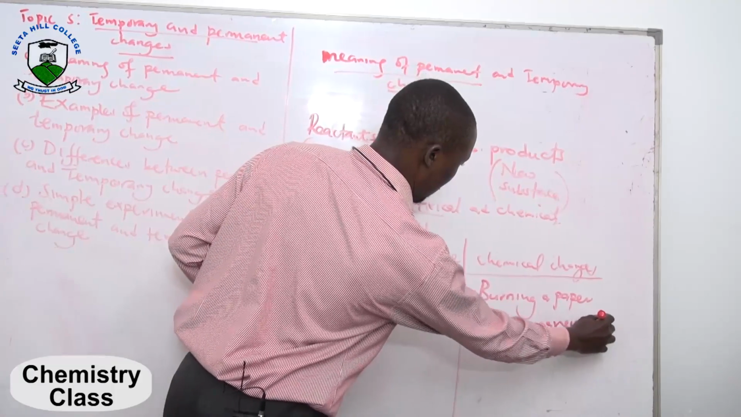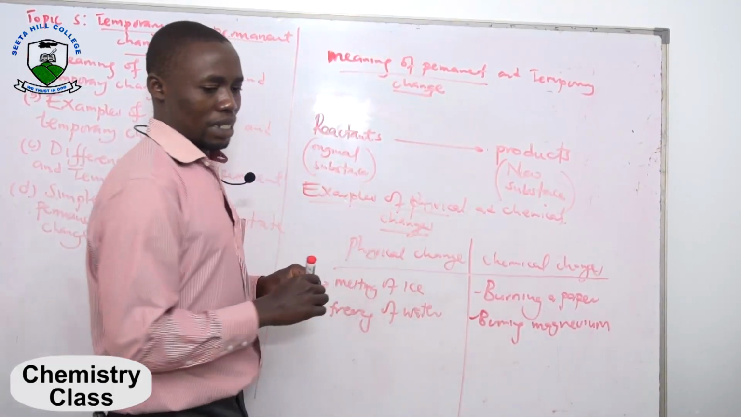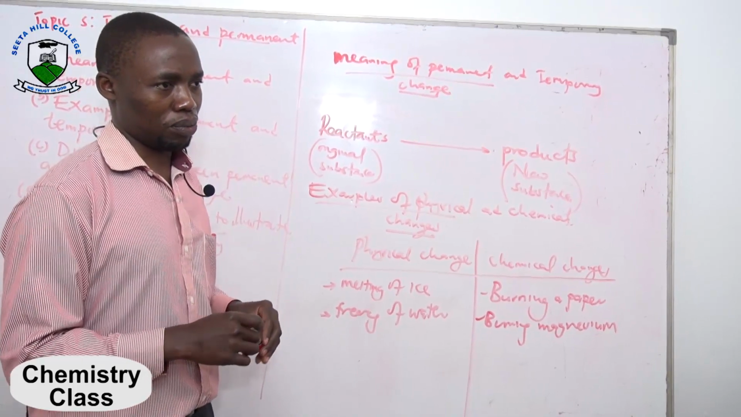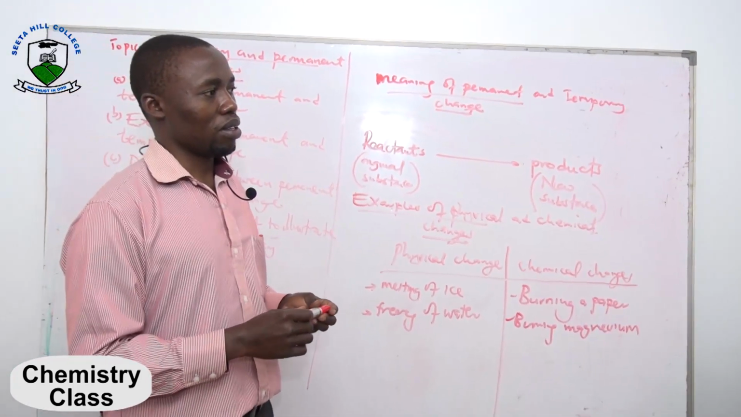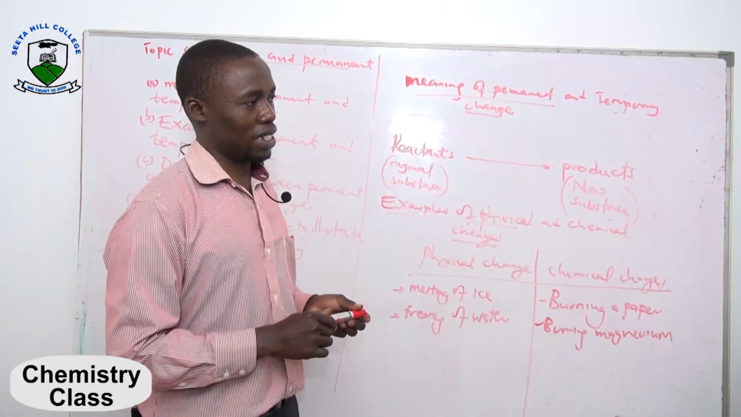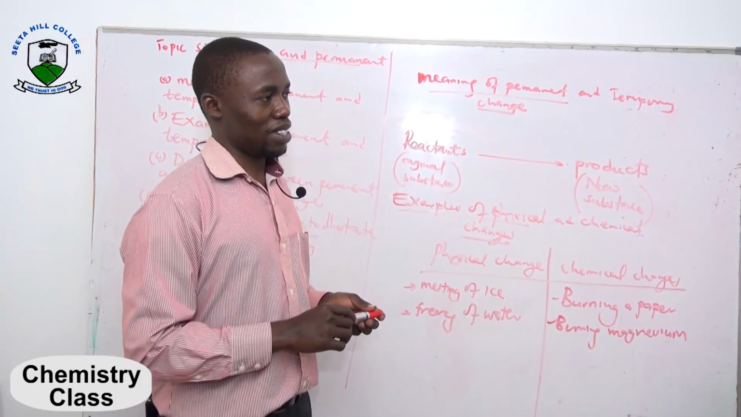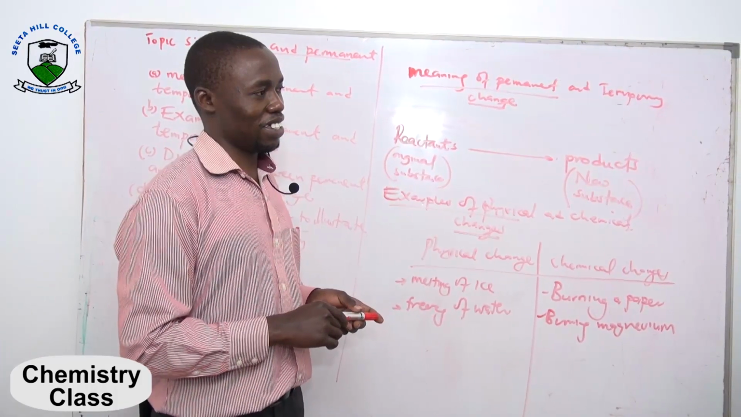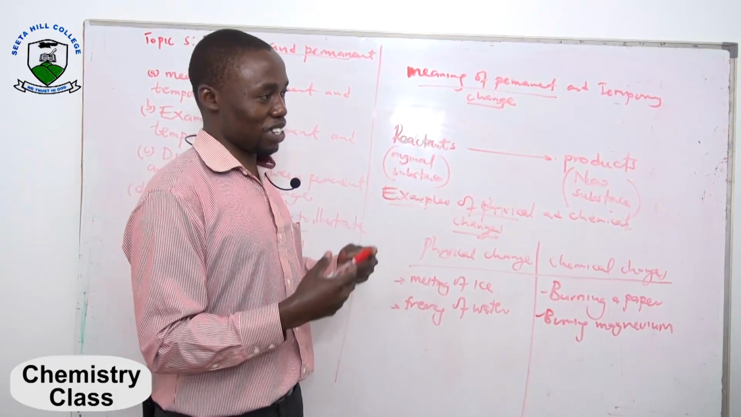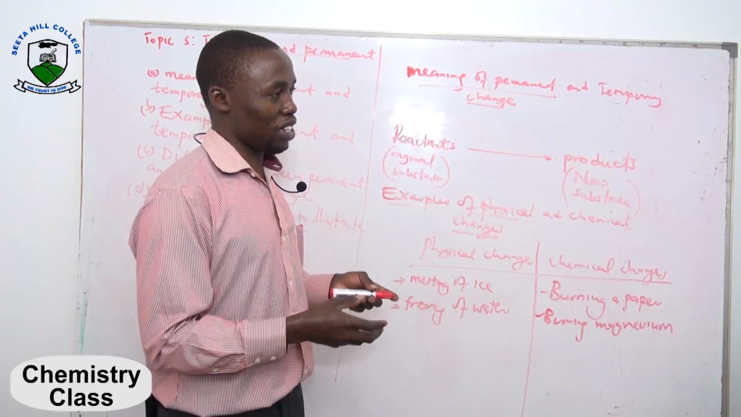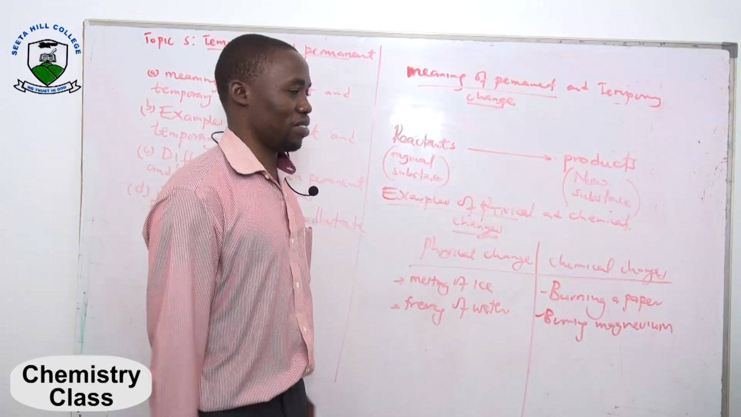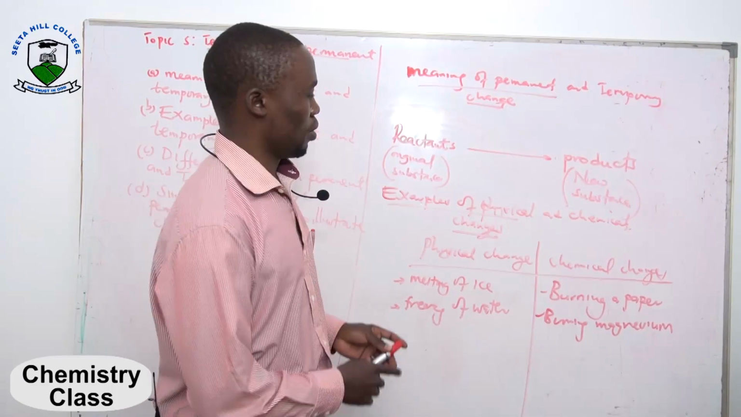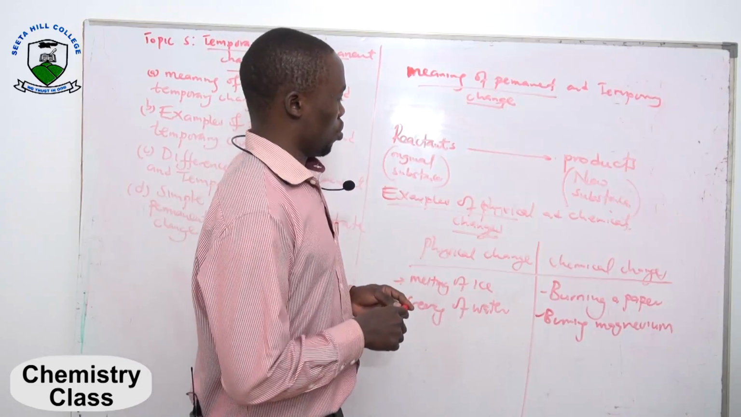Now, what of magnetizing a metal? It is a physical change. Why? Because you can lose the magnetism, and it becomes the same metal again. If it's iron, it remains iron.